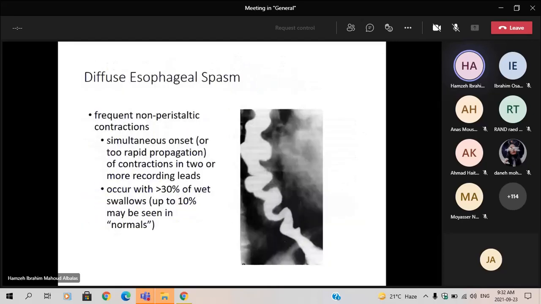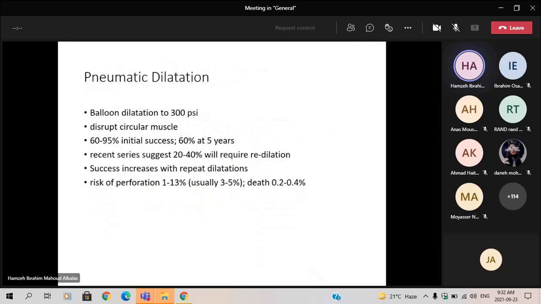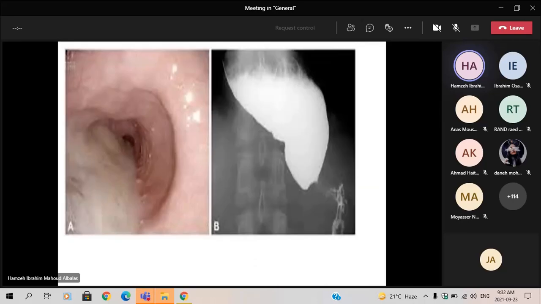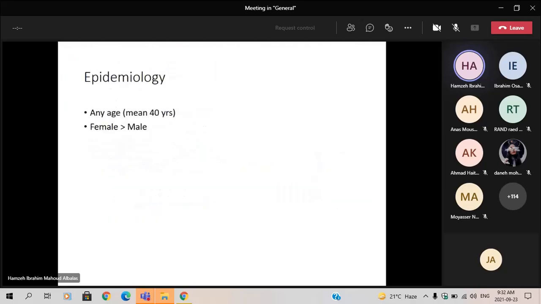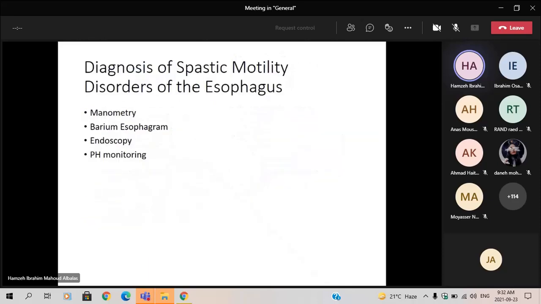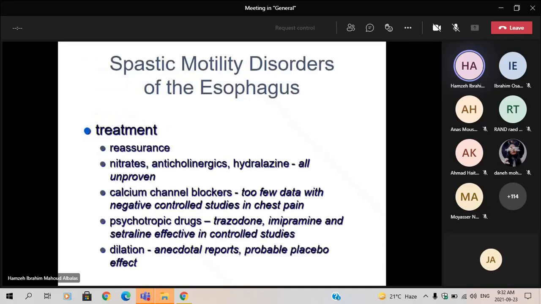You have to know the diagnosis from a picture like this or like this, and we will ask about the simple treatment for achalasia, diffuse esophageal spasm, and sometimes nutcracker esophagus. For diagnosis of spastic motility disorder of the esophagus, as previously, we have to do manometry, barium swallow, endoscopy, and pH monitoring. This is important. Treatment of spastic motility disorder of the esophagus is reassurance, nitrates. We can give hydralazine, calcium channel blocker. Also, we can use psychotropic drugs or dilatation.